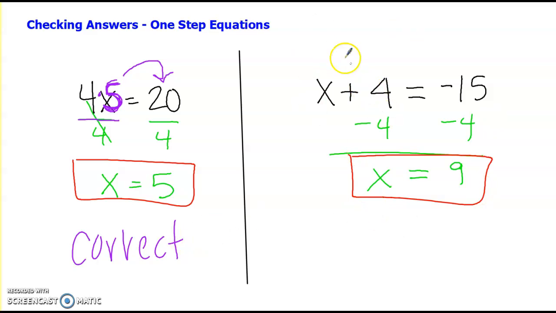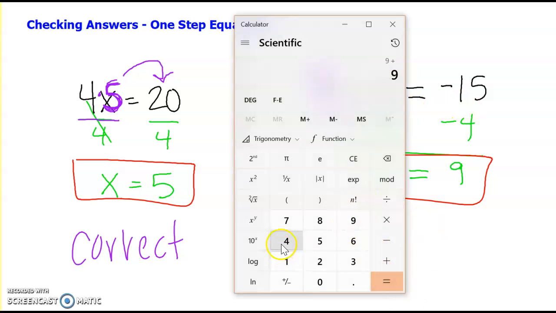All right, take a look at the one on the right. We have x plus 4, a mystery number plus 4 equals negative 15. So the person solving said, hey, I think my mystery number is 9. So again, you evaluate by plugging in that number for your variable. Here is the side with my computation. 9 plus 4 equals negative 15. Let's check it out. What is 9 plus 4? And we get the answer of 13.